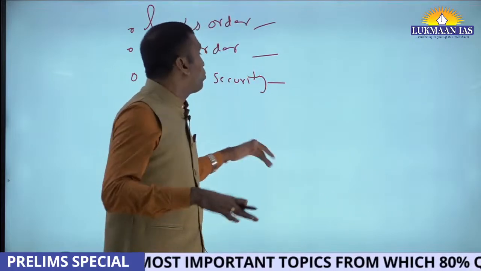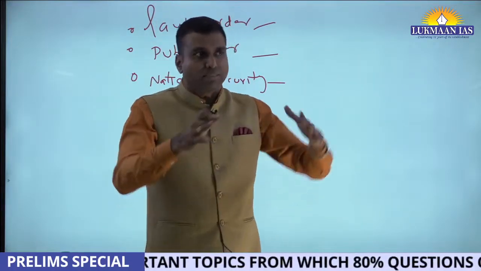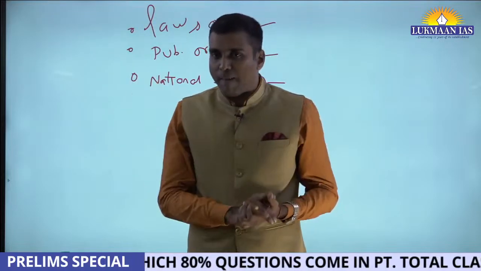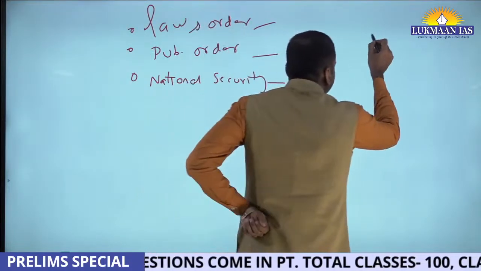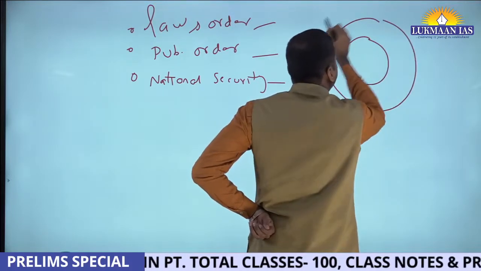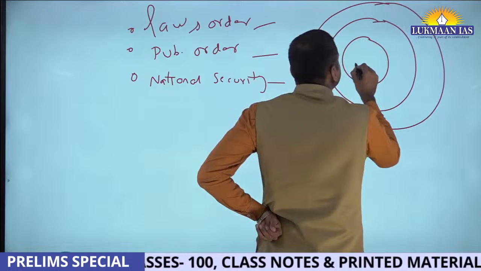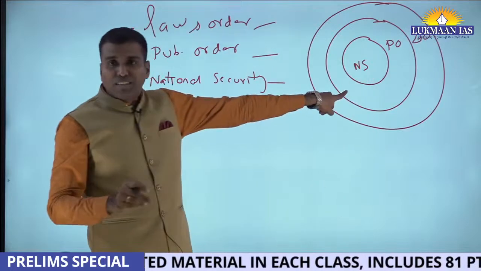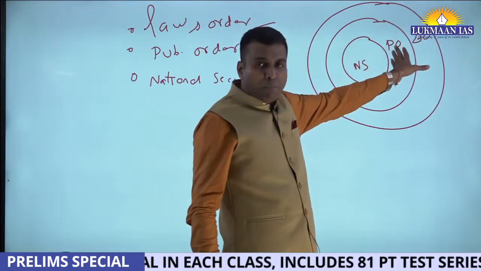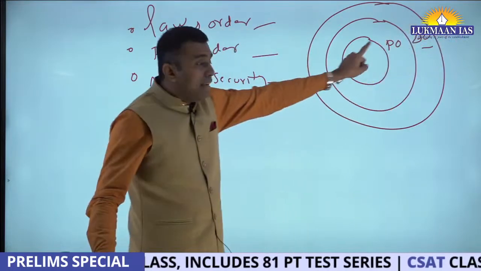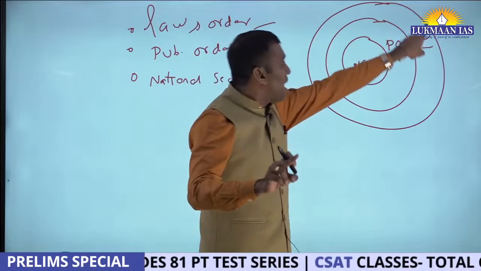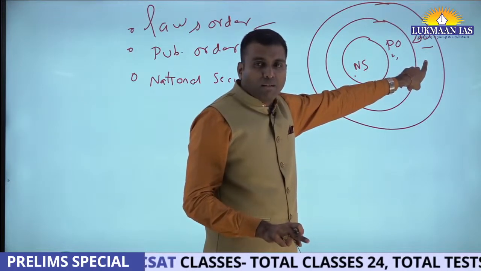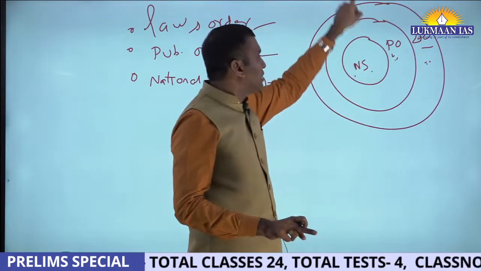It is not necessary that the issue should affect the nation as a whole, right? Let's say terrorist activities, that can come under national security because it impacts the entire nation. You will understand this this way. Innermost circle is national security. The other circle is public order. Third one is law and order. Every national security problem is a public order problem and a law and order problem. Every public order problem is a law and order problem. But every law and order problem is neither public order nor national security.